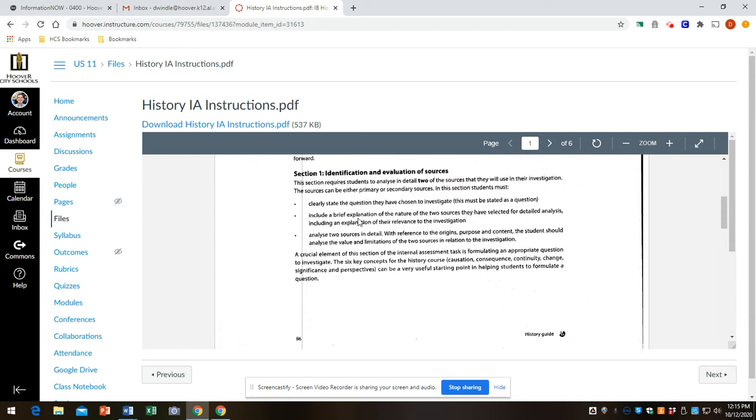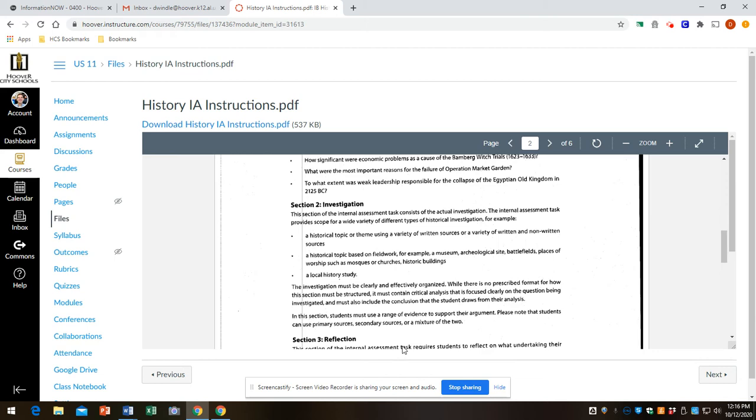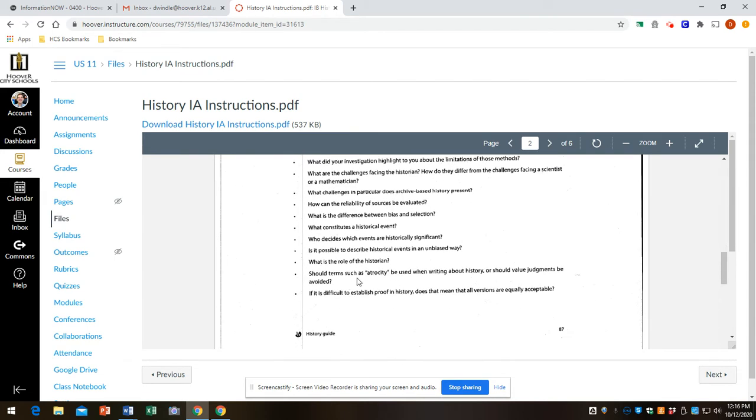The IA has three sections. Section 1, evaluation of sources, more about that later. Section 2 is the actual investigation, really. And Section 3 is a reflection. Won't worry about that right now.